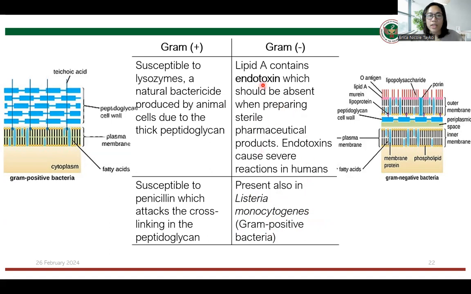Okay? So presented here as well is one exception. So we said kasi that the presence of endotoxins is associated with your gram negative, but actually there is one particular gram positive bacteria, your Listeria monocytogenes, that is yan nga, gram positive siya, but actually your endotoxins are also present in your Listeria. So that's just one exception to the rule na endotoxins is just for gram negative. So also present in Listeria.